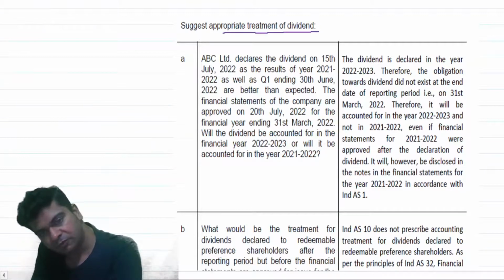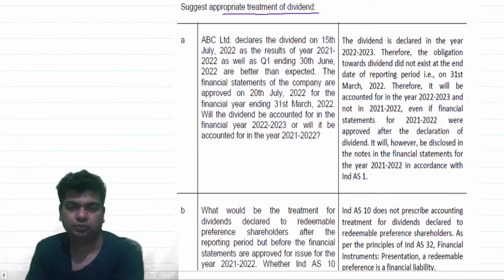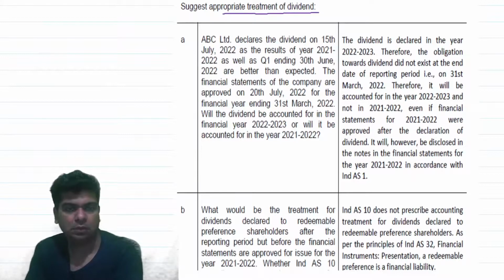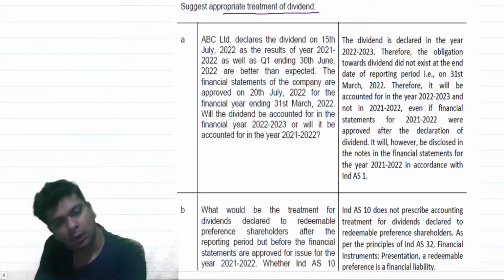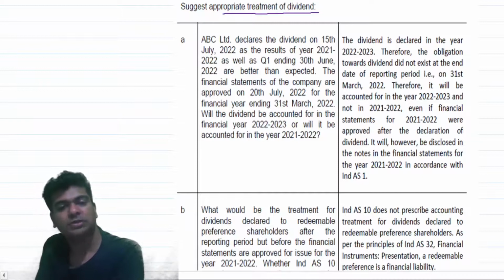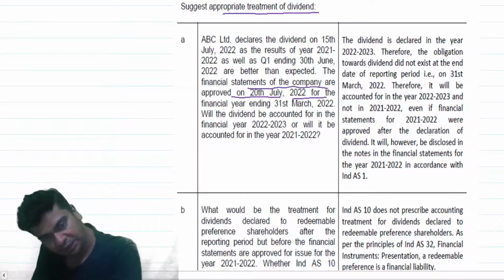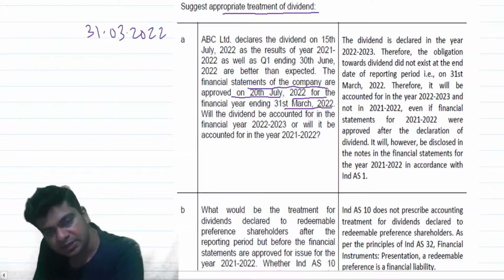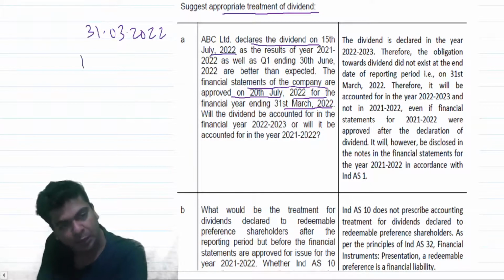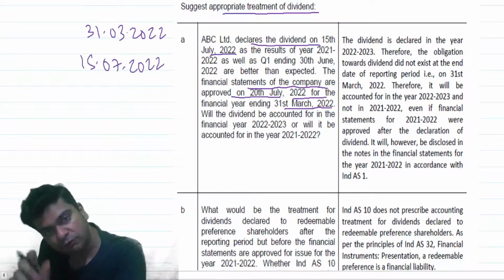Suggest appropriate treatment of dividend. ABC Limited declares dividend on 15th July 2022 as the results of the year 2021-22 as well as the quarter one ending 30th June 2022 are better than expected. The financial statements of the company are approved on 28th July 2022 for the financial year ending 31st March 2022. The year is ending on 31st March 2022 and they are saying you are declaring dividend on 15th July.